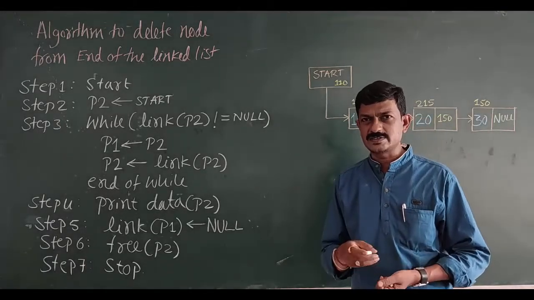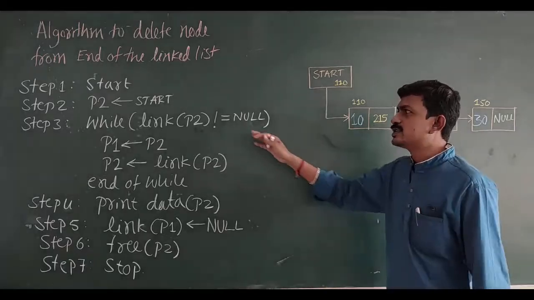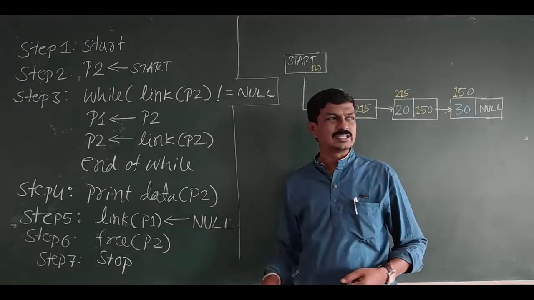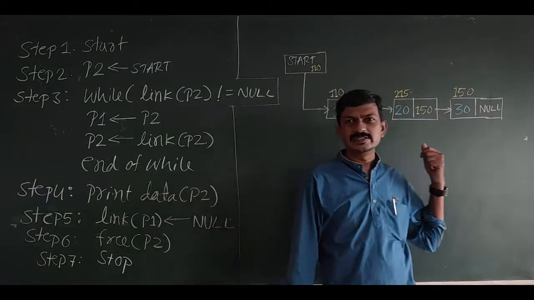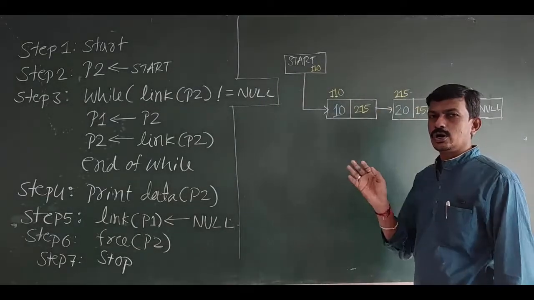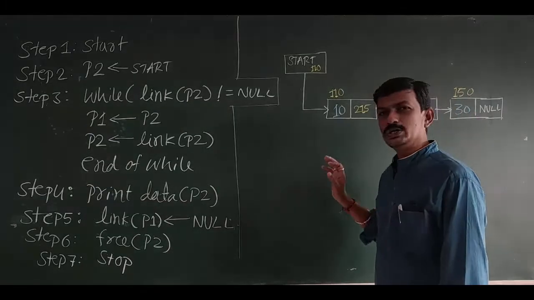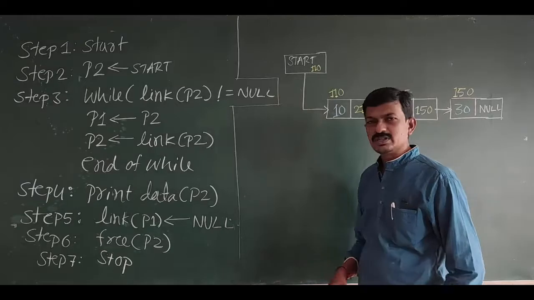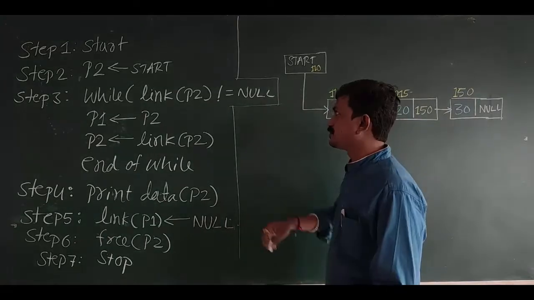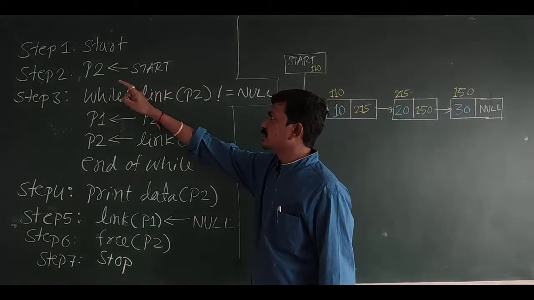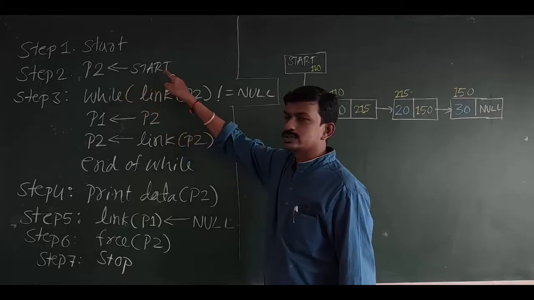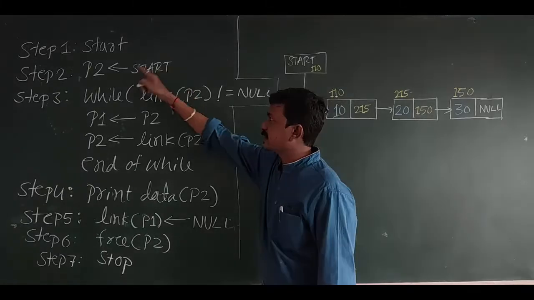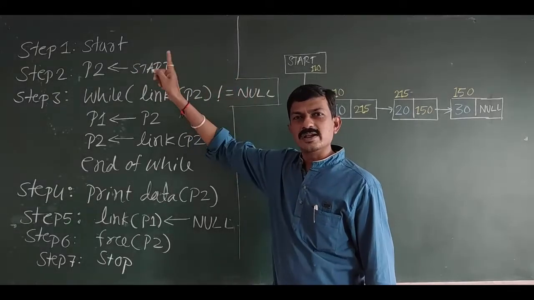Now we are going to discuss this algorithm step by step with an example, considering these three nodes, and how we delete the last node from the given linked list. We are going to trace from the beginning of this algorithm. Step 1 start, step 2 P2 equal to start. Whatever the content of the start pointer is, it is assigned to the pointer P2.